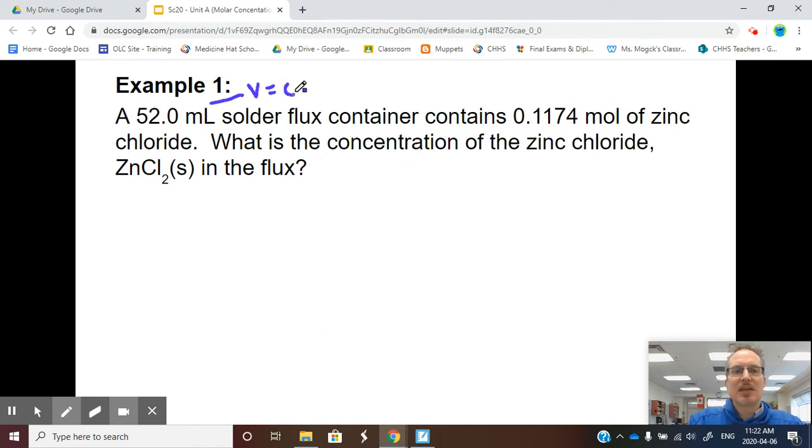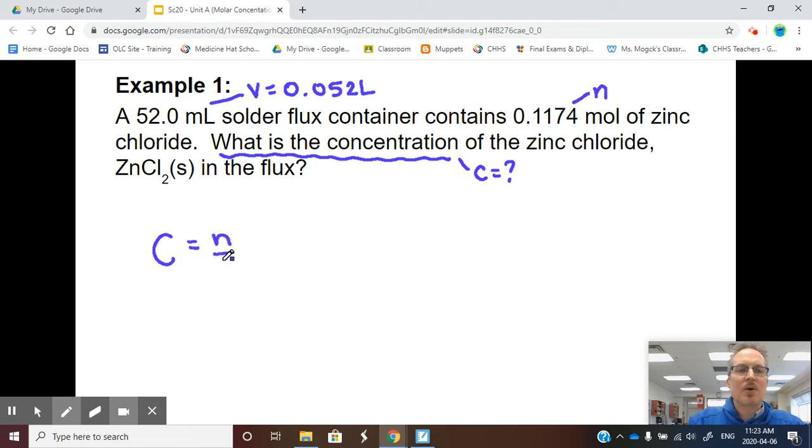So this is going to be 0.052 liters. This value is in moles, so that makes it n. And we are trying to find what is the concentration. So this is what we're trying to locate. So knowing that I have a volume, a moles, and I'm trying to find C, I'm going to use my new formula. C equals n over V. Again, page 10 in your data booklet. And we're going to just substitute in our numbers.